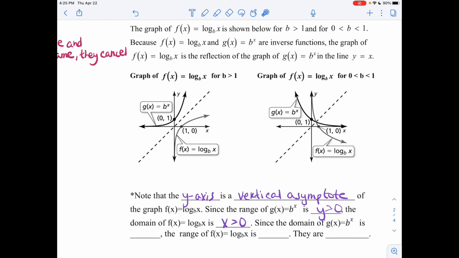And since we've identified many times that our domain for our exponential function goes from negative infinity to positive infinity in the x direction, or all real numbers, then the opposite is true of our logarithmic function. And the range of this function is all real numbers. Again, remember that it's because these are inverses. X's and y's and everything about them switch places.